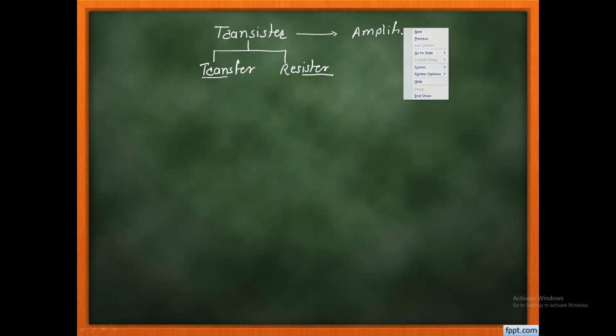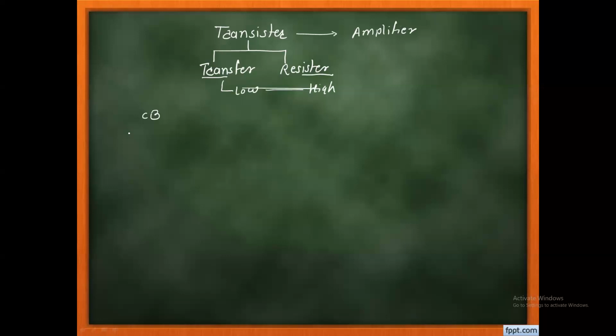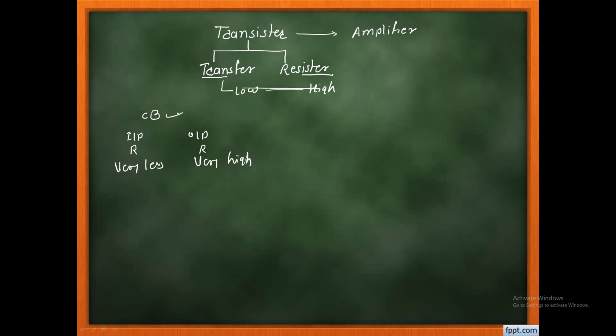And the signal can be amplified when the signal can be transferred from a low resistance path to a high resistance path; then the signal will be transferred or amplified. Now if you concentrate on the common base configuration, input resistance is very low and output resistance is very high. It means that definitely the signal can be transferred from low resistance to high resistance. So this will be the valid configuration for amplification.